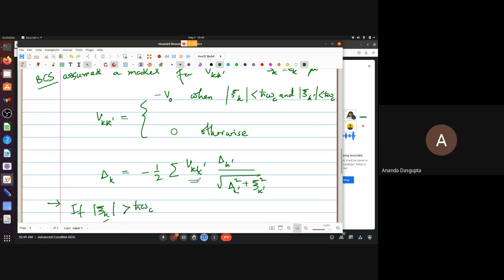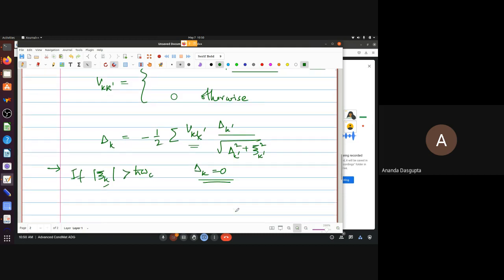Then V k k prime, remember, V k k prime is 0 whenever either this is more than h cross omega c or this is more than h cross omega c. Any one of them being more than h cross omega c will make V k k prime 0, right? So if mod xi k is greater than h cross omega c, then what happens to this side? It becomes 0, because it doesn't matter what this is, this factor vanishes. So delta k is 0. So my gap function, which should depend on k, here of course it depends on k. If k is such that mod xi k is bigger than h cross omega c, this vanishes.